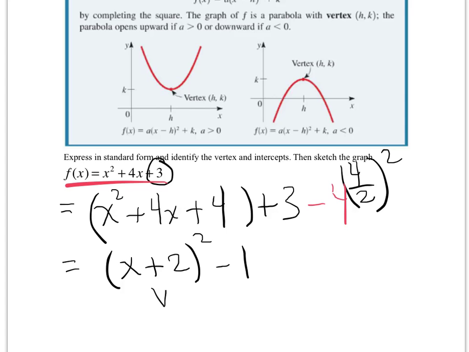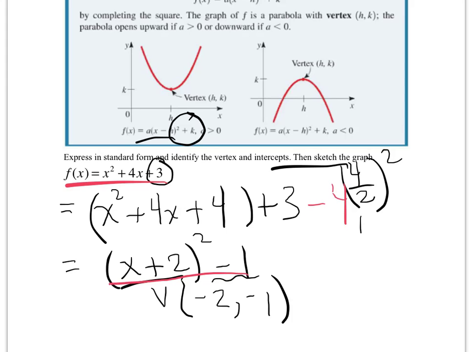So the vertex now is, remember, (h, k). But remember, x minus h is x plus 2, so that means h is negative 2. And plus k here, we have a minus 1, so that means k is negative 1. So the vertex is (negative 2, negative 1). What we have here is a shift of the parabola x squared by 2 units to the left and then 1 unit down. So that's why it's so nice to have the function written in this standard form, because it makes it really easy to sketch the graph.